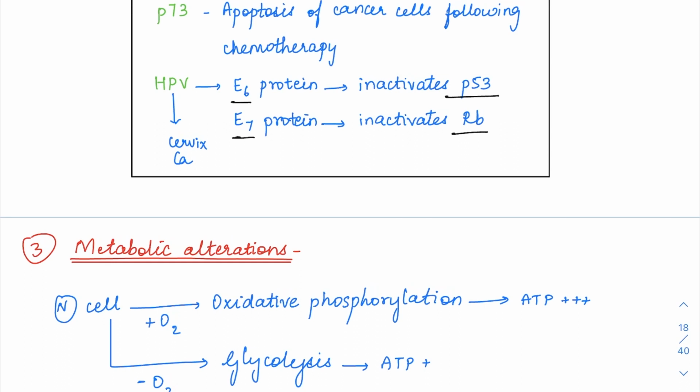So how do you remember this? E6, it is a multiple of 3. P53 also has a 3. So this is E6 for P53, while E7 is for RB.